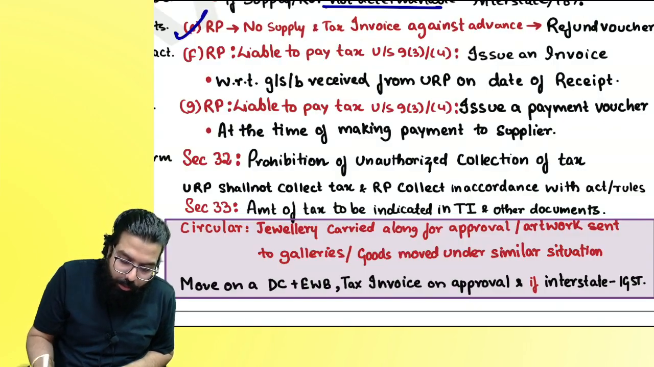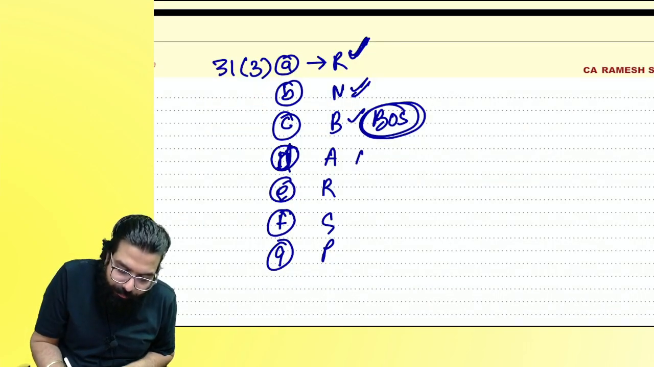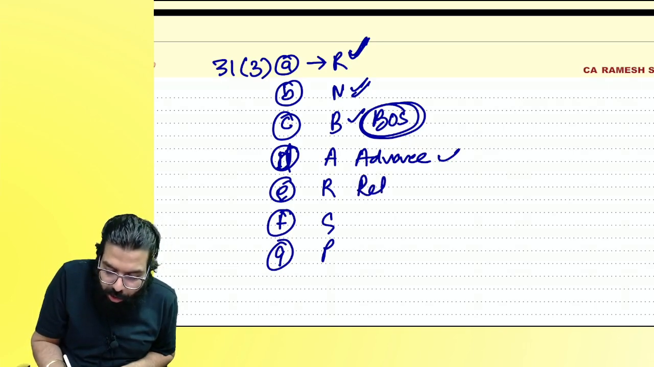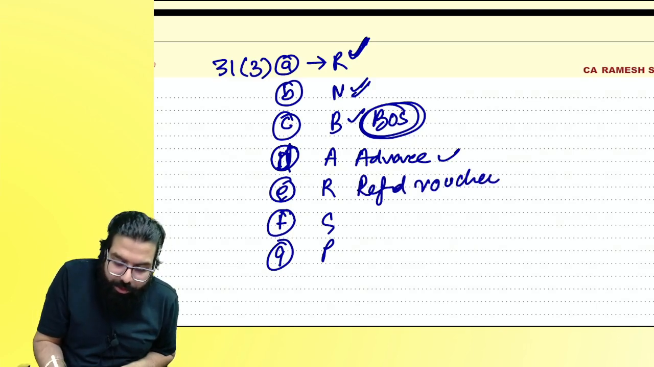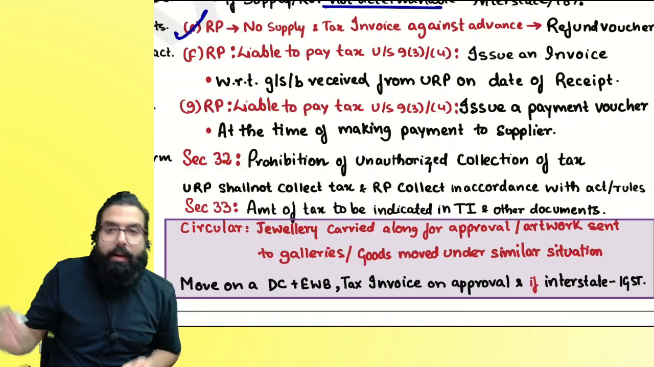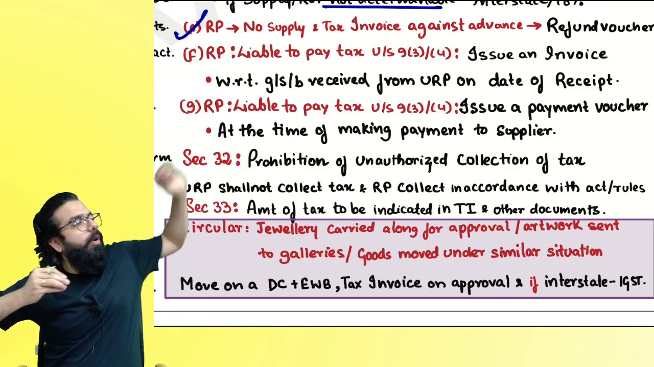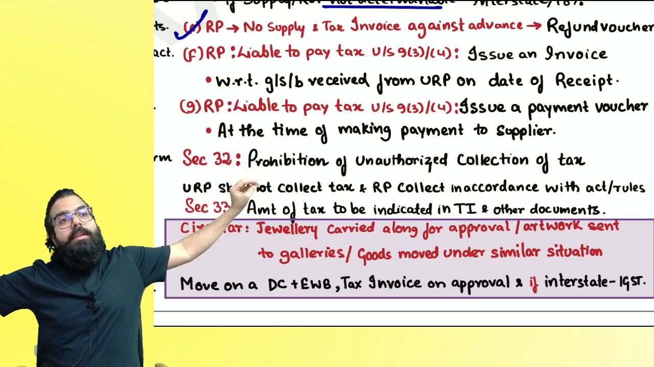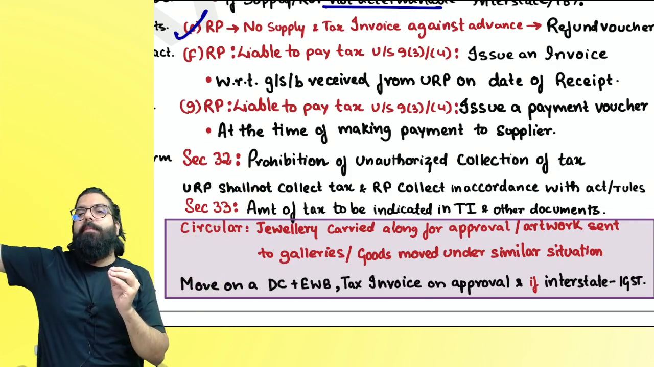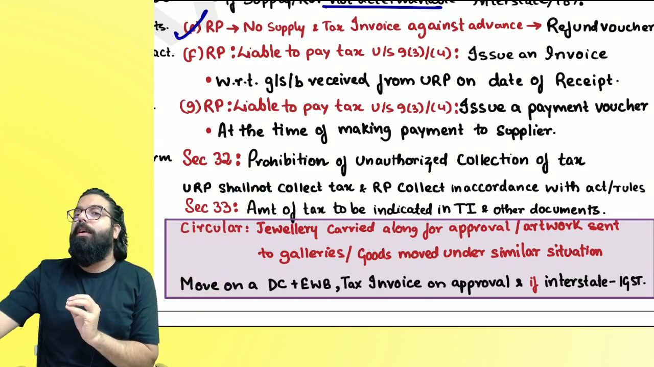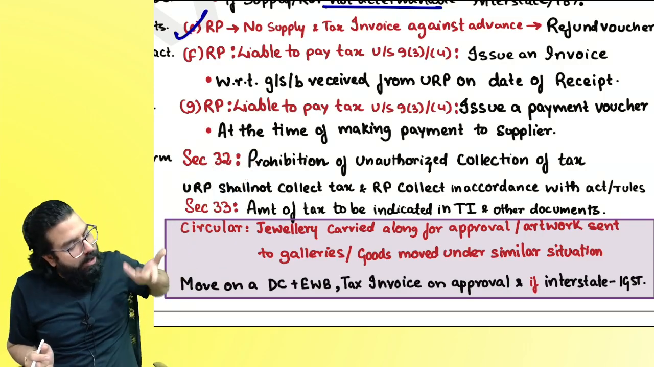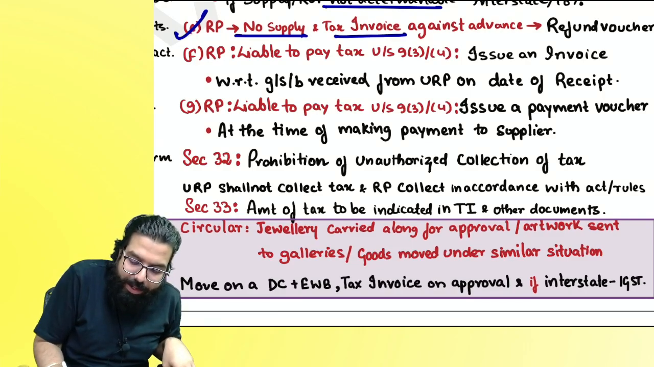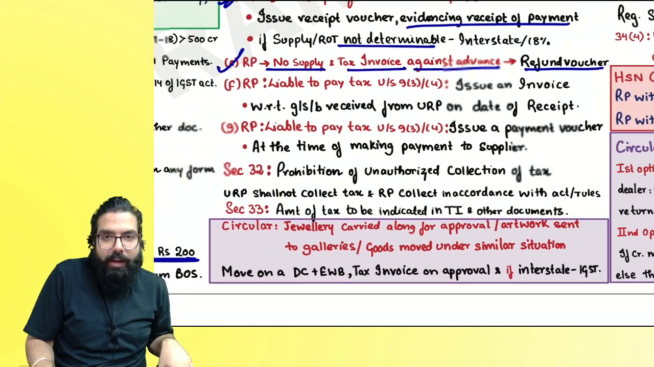Then, sir, I received an advance. See, the next one over here was what? For advance, in that case you always issue a receipt voucher. R for refund voucher. What is a refund voucher? Sir, you received an amount as advance and you paid the GST to the government. If you did not supply and did not issue a tax invoice, and you are giving the money back, you should always issue a refund voucher. Whatever tax you had paid to the government, the government will also refund it to you. Registered person, no supply and no tax invoice against the advance, then you can issue a refund voucher.